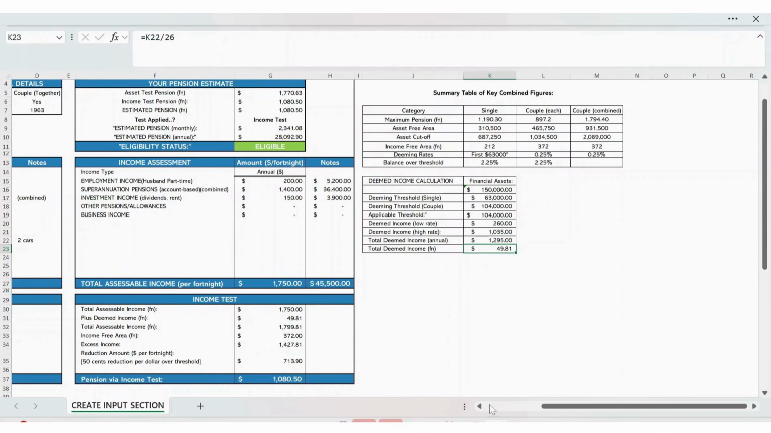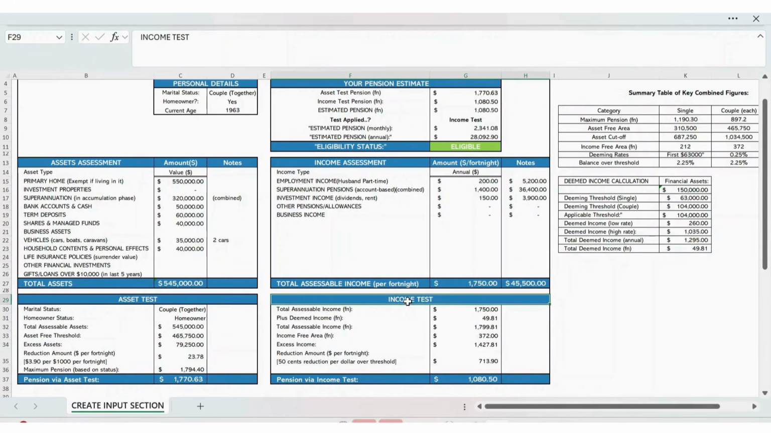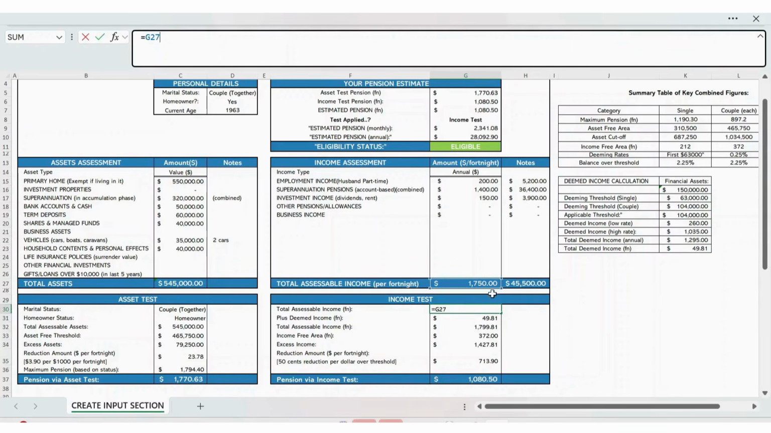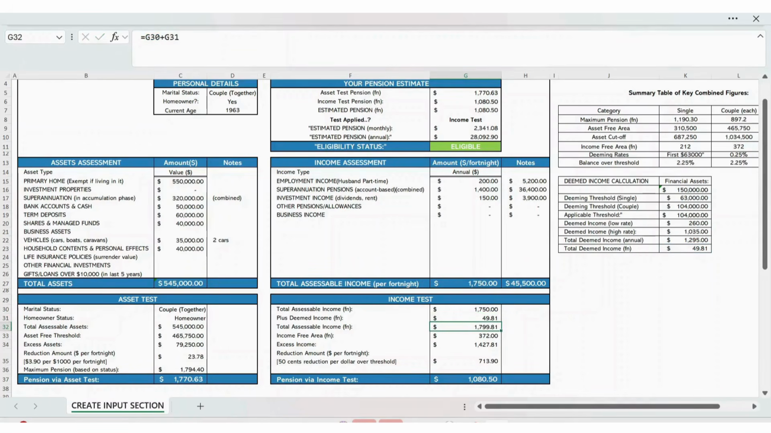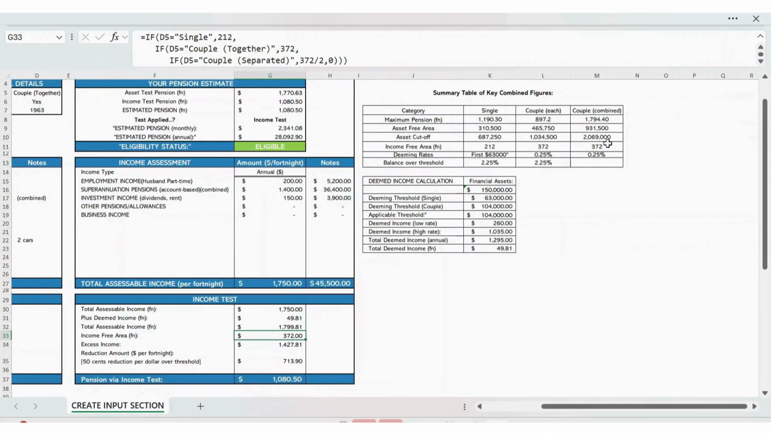Section 5, Income Test. The income test combines your actual income with deemed income. Cell G30 shows your actual income from the assessment section. Cell G31 adds the deemed income. Cell G32 gives your total assessable income. The income-free area in G33 equals if D5 equals single, 212, if D5 equals coupled together, 372, if D5 equals couple separated, 372 divided by 2, 0.